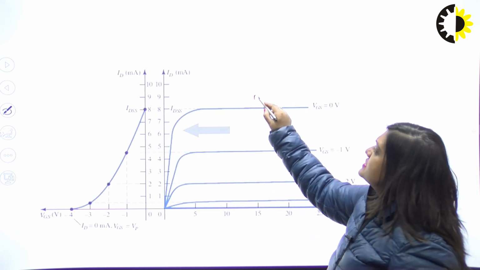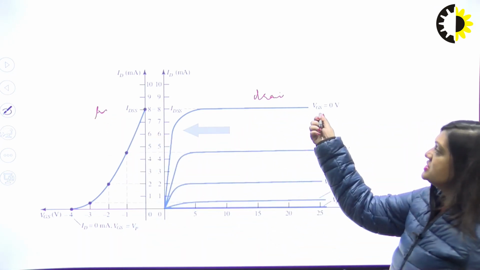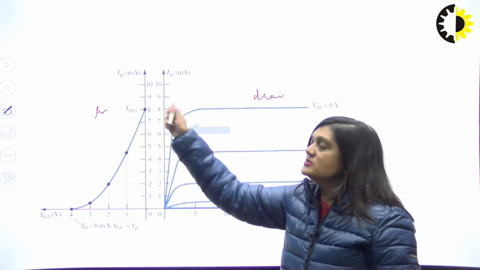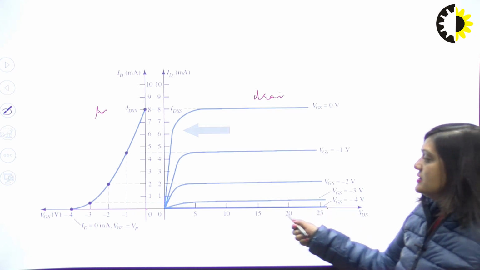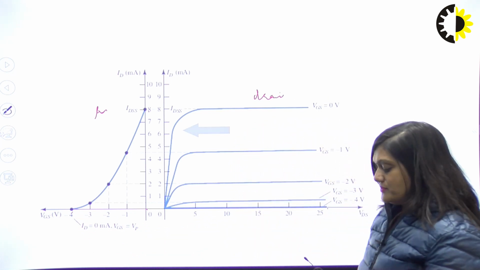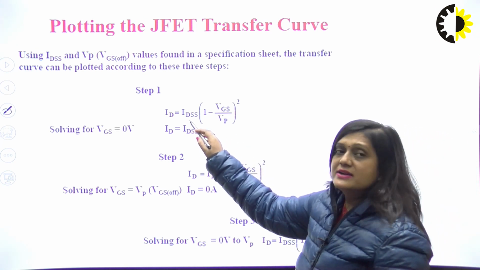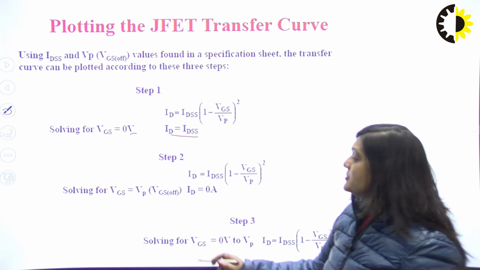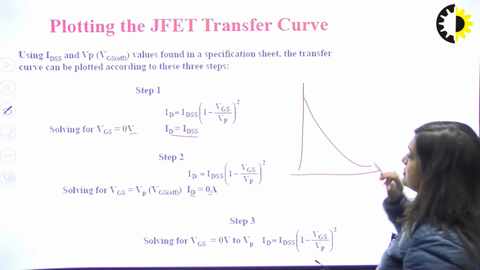This is the drain characteristic curve, and this is the transfer characteristic curve for the JFET. I have told you that at VGS is 0, ID is equal to IDSS. Here also at VGS 0, ID is equal to IDSS. And here this potential is the pinch off potential. Here we can see VGS is equal to pinch off, that is -4, and the drain current becomes 0. This is the same analysis we have already seen: by putting VGS 0, ID becomes IDSS, and by putting VGS equal to VP, ID becomes 0. So we will have this type of graph.